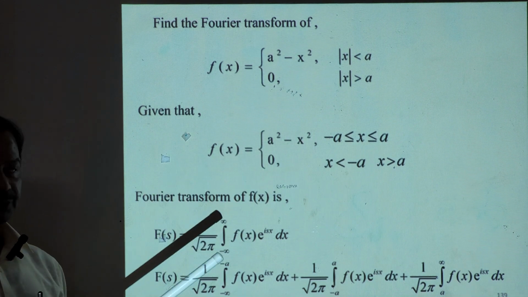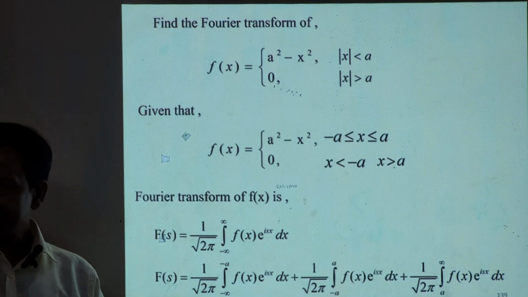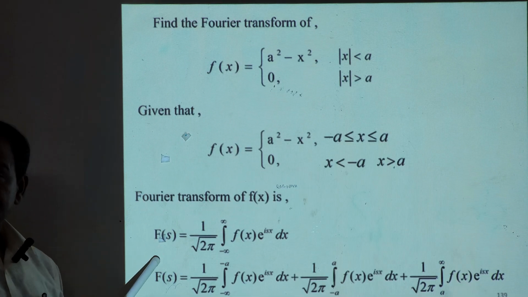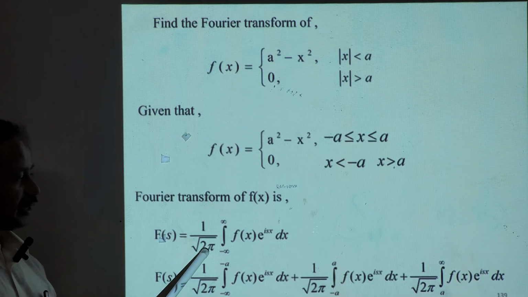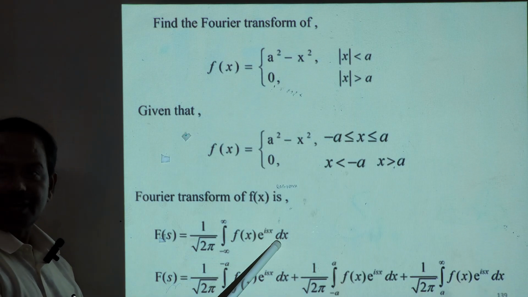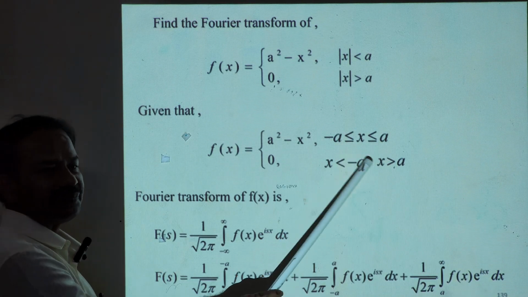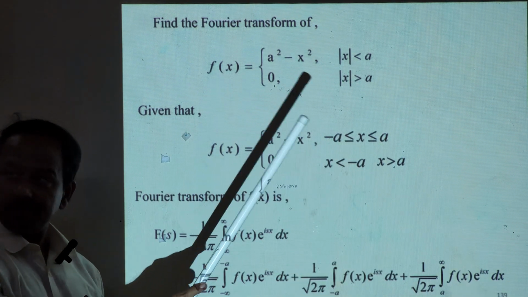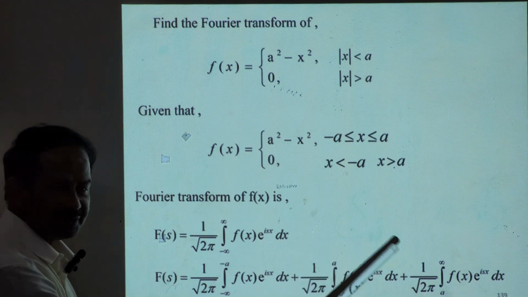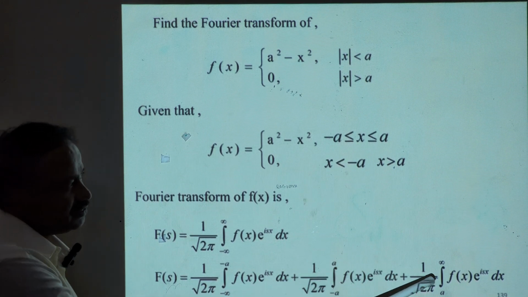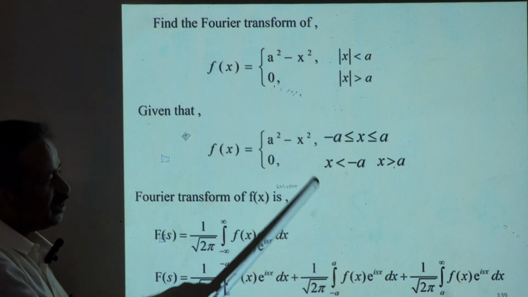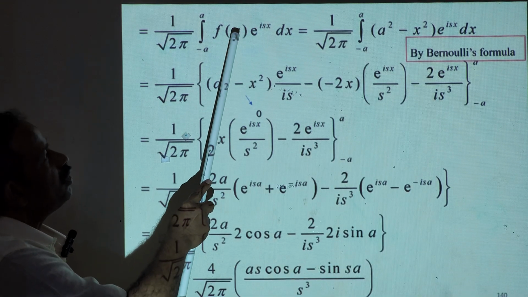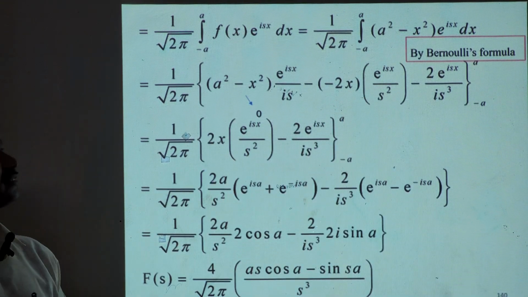Now, as usual, we will have to find the Fourier transform of f of x, which is nothing but f of s. It is asked Fourier transform. Fourier transform of f of x is nothing but f of s. So f of s equals 1 by root 2 pi, integral from minus to plus infinity of f of x e power isx dx. So we now have 3 limits: x is less than minus a, x is greater than a, and x lies between minus a and plus a. Separately we can write this is 0, and this becomes a squared minus x squared. See, here f of x is nothing but a squared minus x squared.